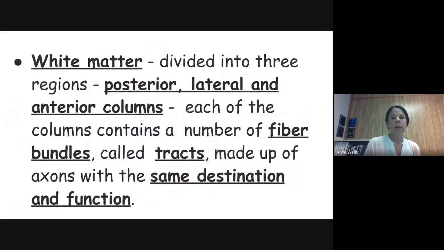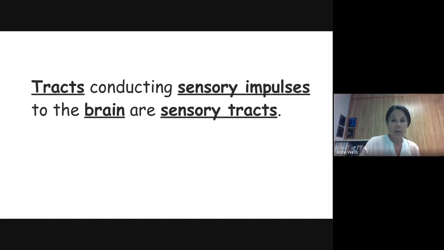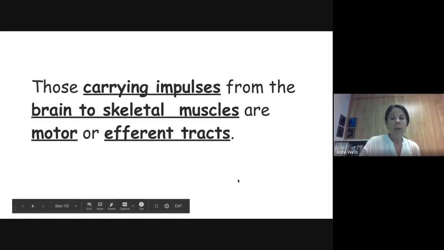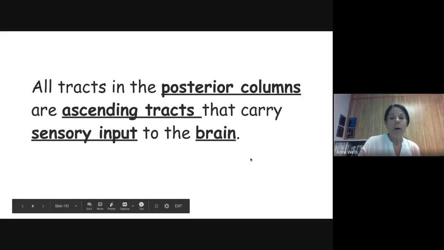So white matter is divided into three regions: posterior, lateral, and anterior columns. Each of the columns contains a number of fiber bundles called tracts made up of axons with the same destination and function. Tracts conducting sensory impulses to the brain are called sensory tracts. Those carrying impulses from the brain to skeletal muscles are motor or efferent tracts. So you should start to see a lot of words that are meaning the same thing regardless of the lesson.